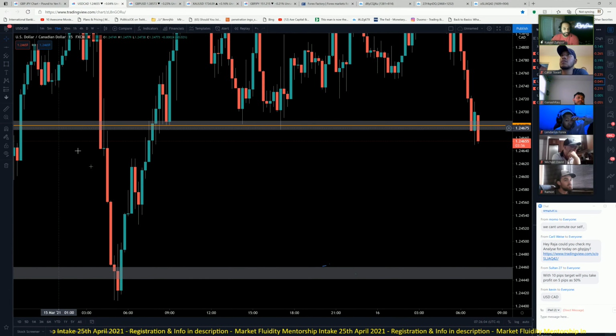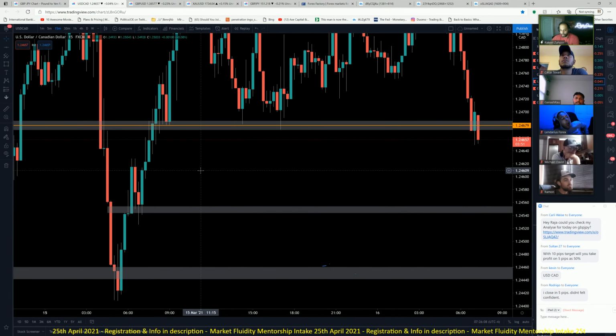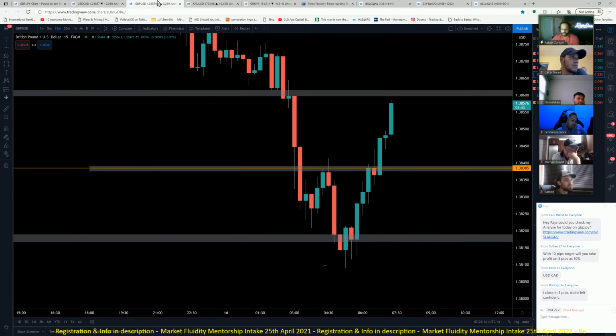Got some range here. Now I'm not sure whether this range is kept for retail sales later on or what's happening with that. But we also got some sort of a minor zone right over here as well. GU is moving further off. Pretty good, pretty good. Oh, somebody closed in 5 pips, didn't feel confident.